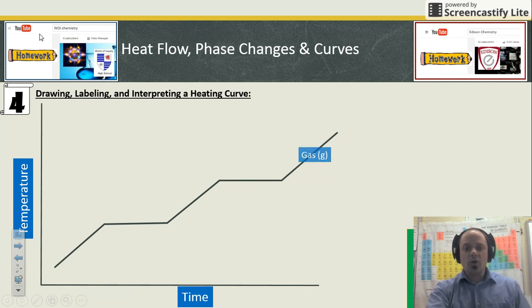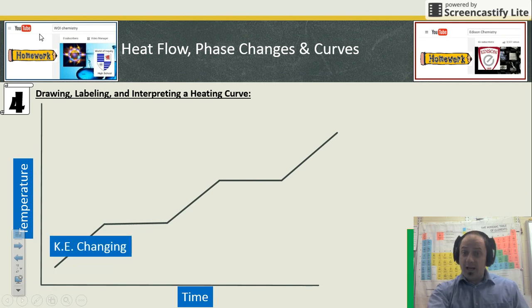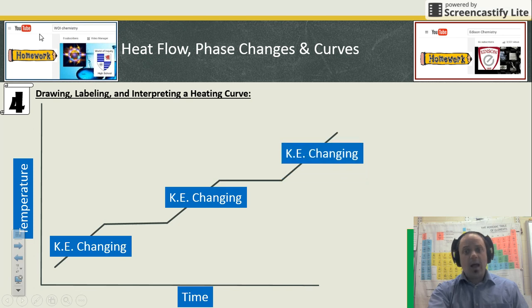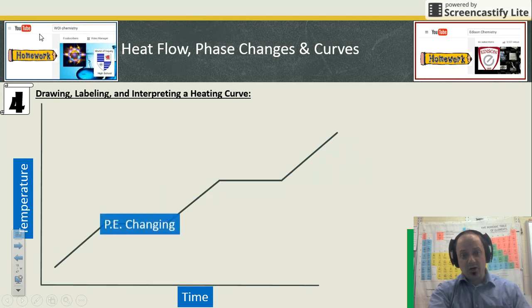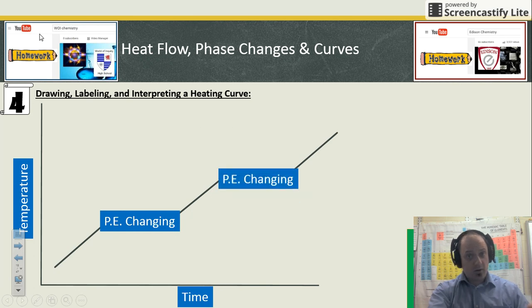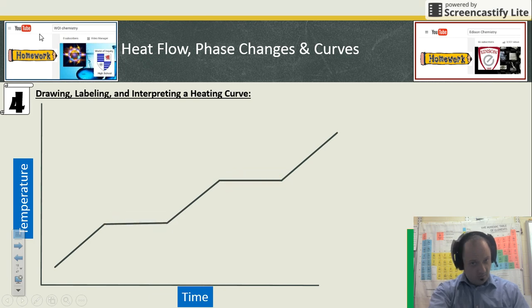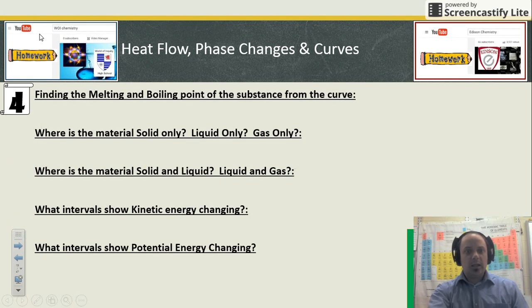Okay, so the kinetic energy is changing in the slants, and the potential energy is changing in the flats, where the material is going through a phase change. Potential energy, phase change. Kinetic energy, temperature change. Remember it back and forth. Kinetic energy, temperature change. Potential energy, phase change. Remember it.